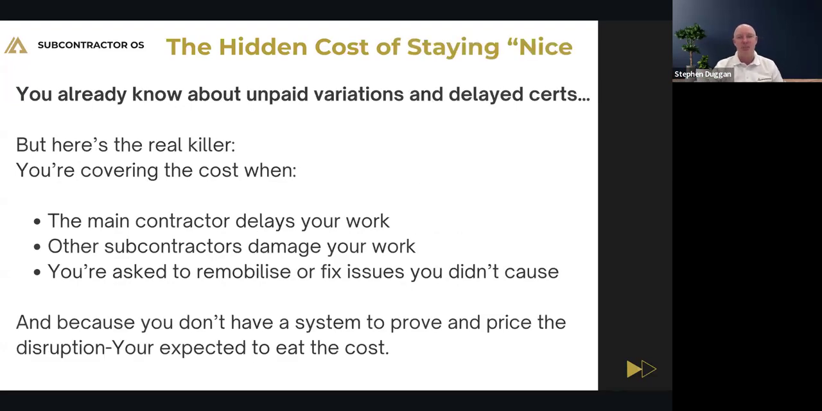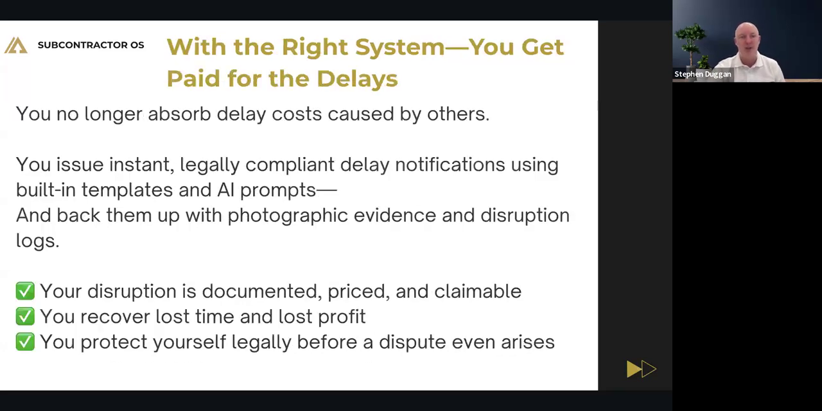So you already know about unpaid variations, but as I said, the real killer is you're covering the cost when the main contractor damages your work, other subcontractors damage your work, you're asked to remobilize or fix issues that you didn't cause, all because you don't have a system to prove and substantiate the disruption, and you're just expected to eat the cost. And this is something that I want to change.